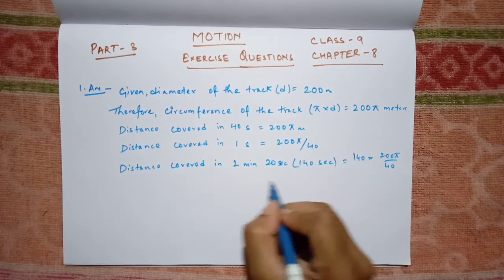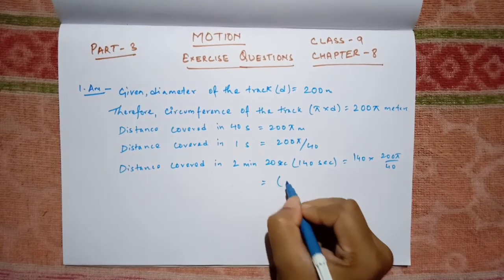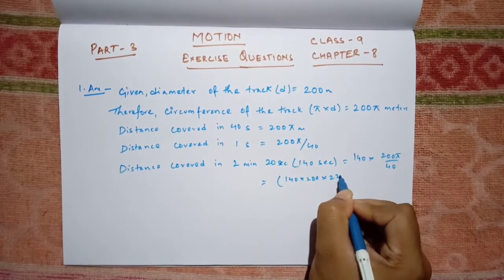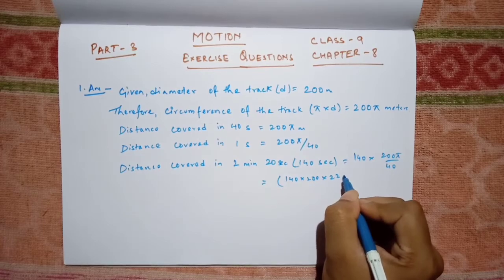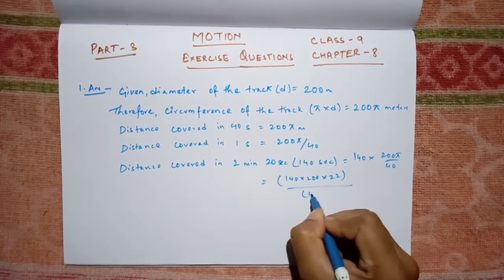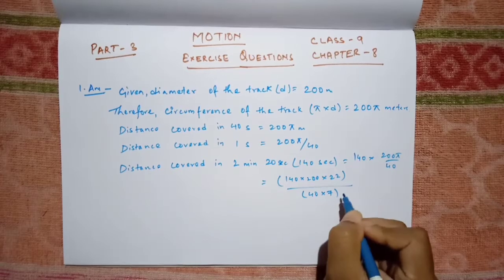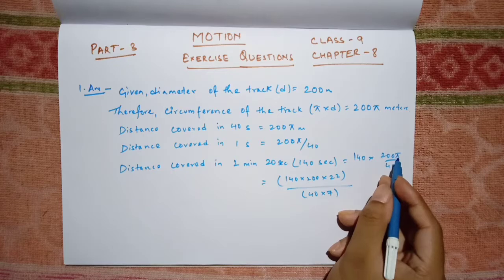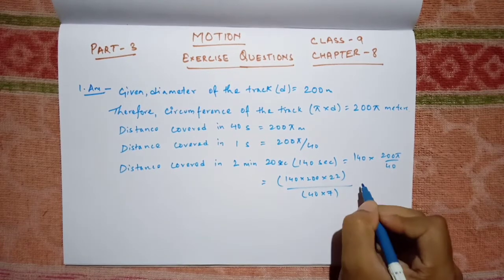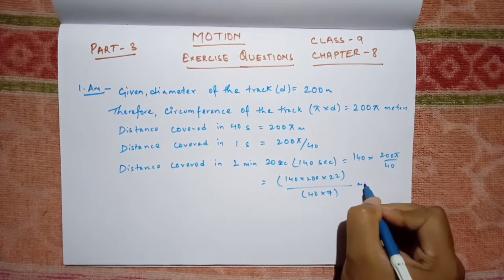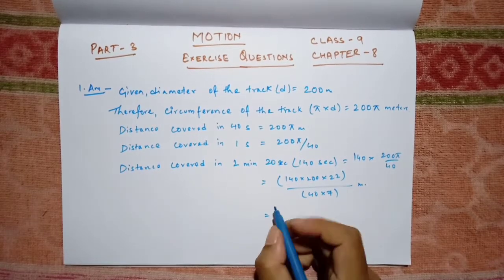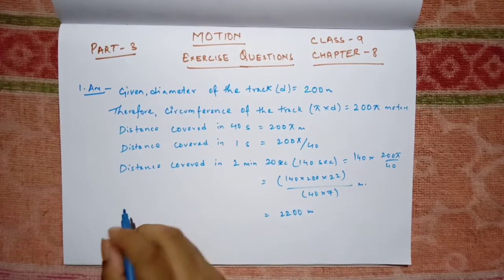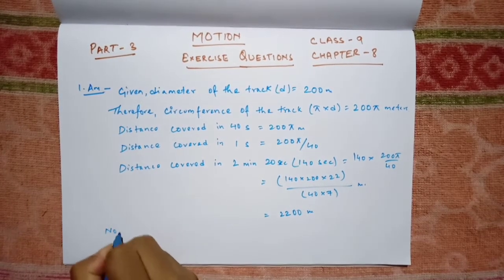Now this will be equal to 140 into 200 into 22 divided by 40 into 7. How did we get the 22 here and the 7 here? This is the value of pi, which is 22 by 7. So the answer we get is 2200 meters.